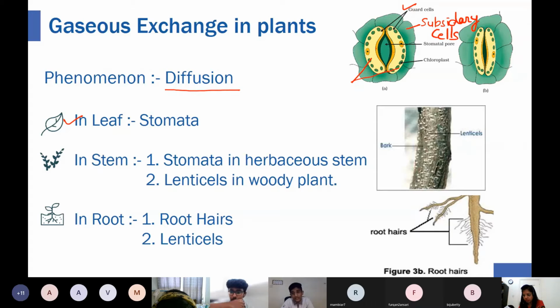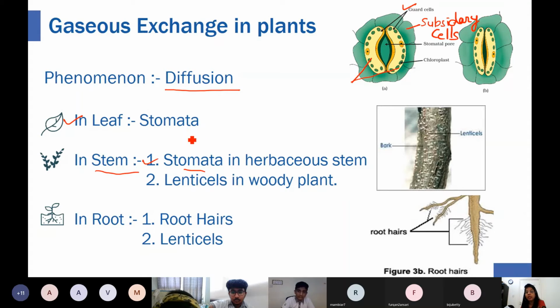Okay, now let's talk about stem. In stem, in the herbaceous plant. Herbaceous plant means the herb. Which plants are called herb? Herb means like mint, coriander, Tulsi, spinach. Tulsi is a shrub, a little bigger. So it means the stems are very soft. In those soft stems, stomata are also present.